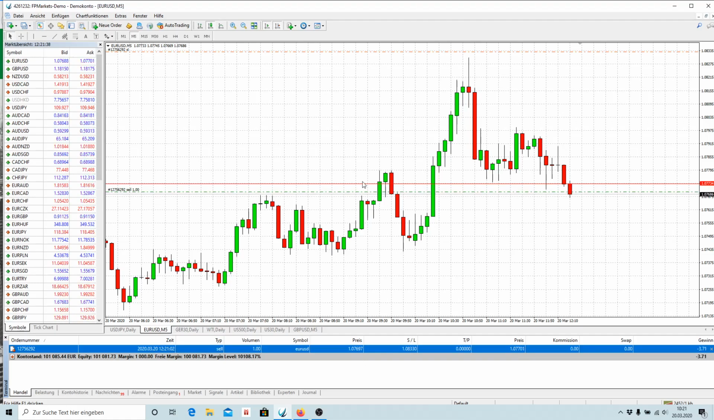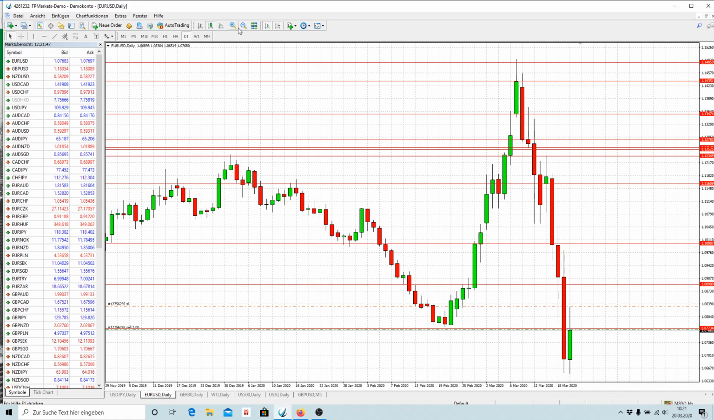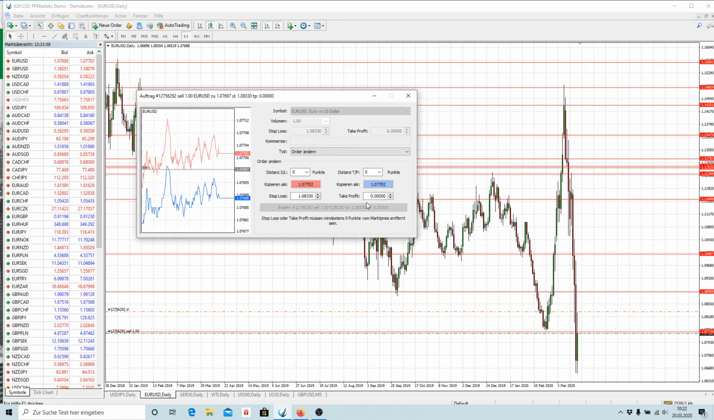So we should have our take profit, zooming out a bit, around the daily lows again, let's say 1.0670. So I'll go here and set the take profit at 1.0670.